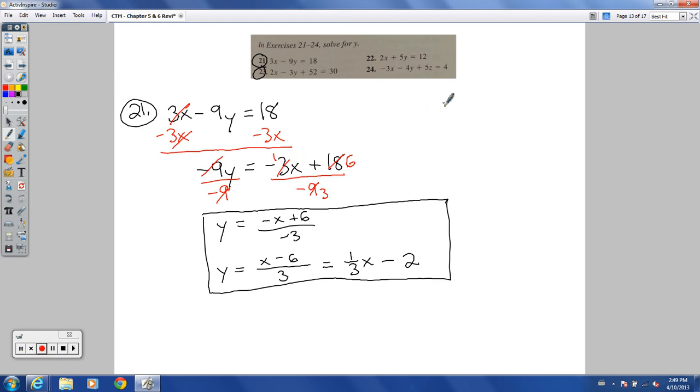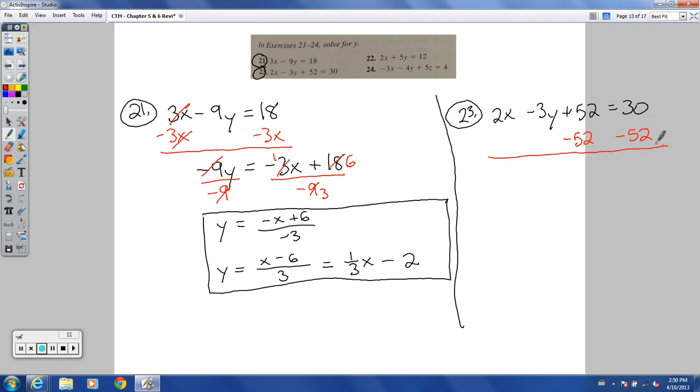And then number 23, why don't I do that one over here? I think I'll have enough room to fit that in. 2x minus 3y plus 52 equals 30. So trying to isolate the y, get the y by itself. I'll stick with my ways there and use a different color for the intermediate steps. So I'd have 2x minus 3y. Subtracting 52 gets all the constant terms together on one side. And then I could subtract 2x here and here.